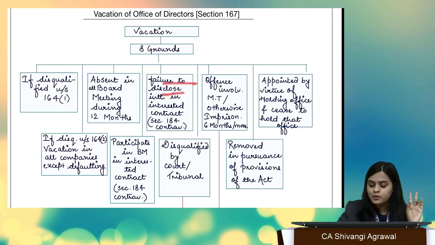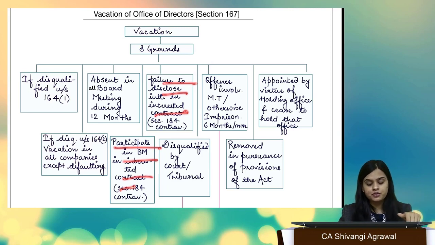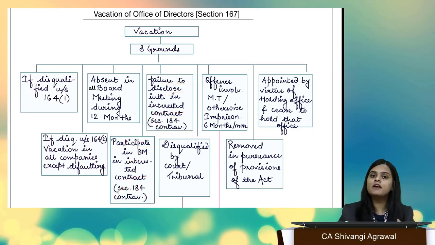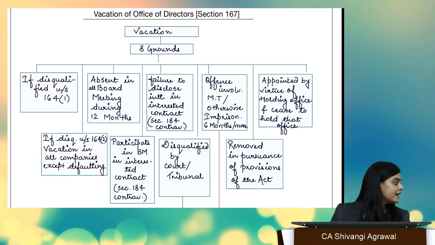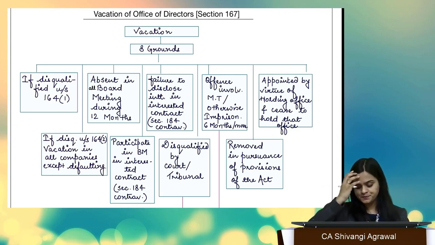So if you fail to disclose your interest, or if you participate in that meeting of an interested contract, both are an offense under section 184. And if you contravene these two, you have to vacate office of director.